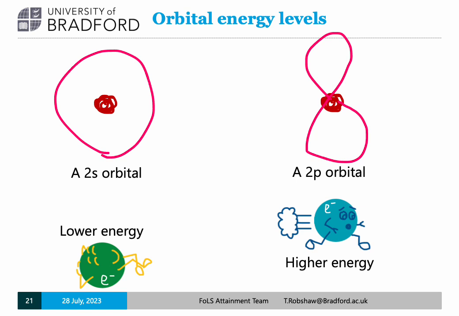Imagine running around in a circle versus running in a figure of 8 pattern. You'd use more energy getting back to the same starting point if you were running the figure of 8. It's the same for the electrons. They're doing more work, so they're higher energy.